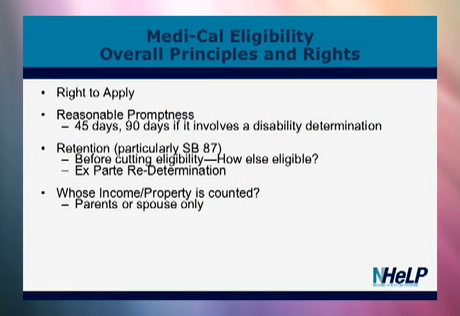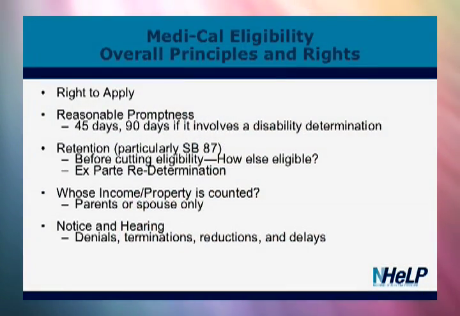The fourth principle involves deeming. Whose income and property is counted? I described this principle in the first part of the webcast. Basically, income and property can be deemed only from individuals who are legally bound to provide financial support to the applicant. For children, it is their parents, but not grandparents or caretaker relatives. And for adults, it is their spouses, but not their live-in partners, their children, or their parents.